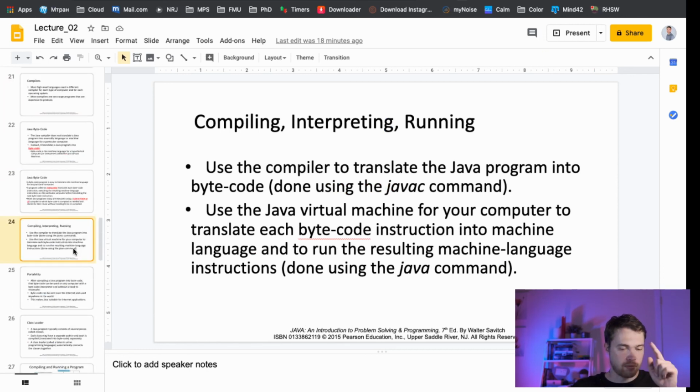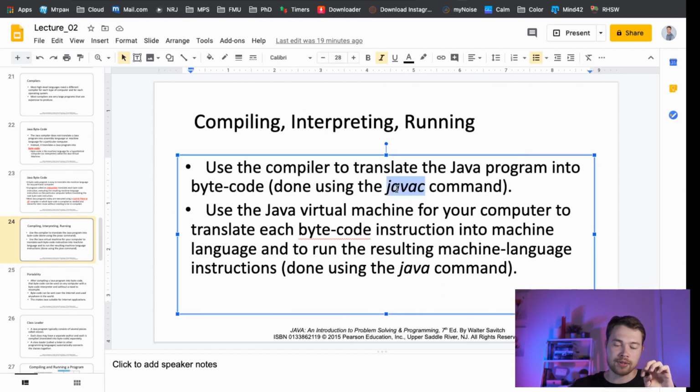Okay, a couple more slides. Compiling, interpreting, and running. Use the compiler to translate the Java program into bytecode. It's usually done using the javac command. That would technically need to be done if you were not using Eclipse. We will be using Eclipse, so you would not need to run the javac command, which stands for Java compile.